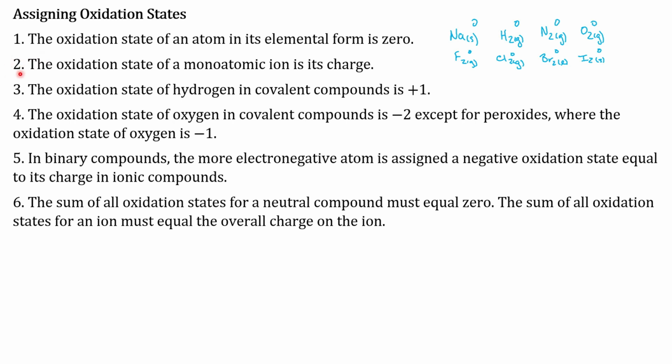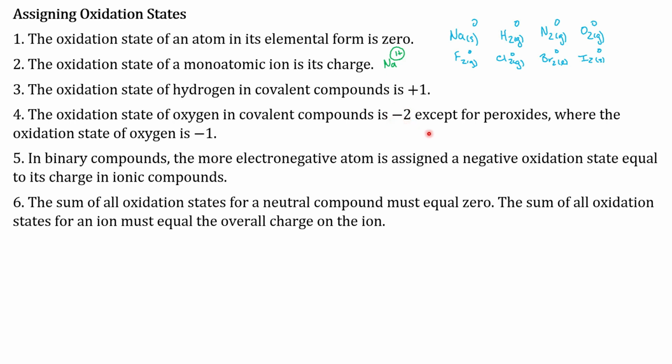Okay, rule number 2 is the oxidation state of a monoatomic ion is its charge. So going back and using sodium again as an example, when sodium is an ion, it has a +1 charge. That charge is its oxidation state. Next rule, rule number 3, the oxidation state of hydrogen in covalent compounds is going to be +1. That's pretty self-explanatory.